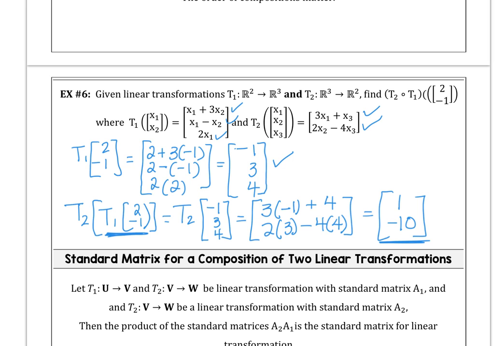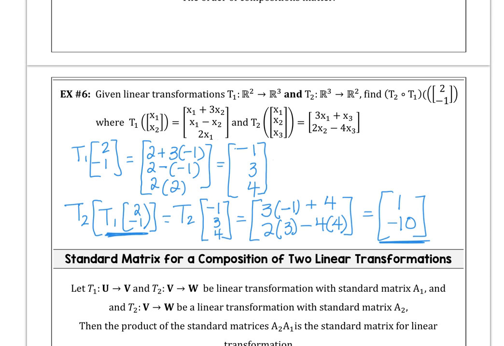And if you go back and look with me exactly at the given directions, you see that T1 mapped 2 dimensions onto 3 dimensions, and then T2 mapped 3 dimensions to 2 dimensions. Let's move to the next example.